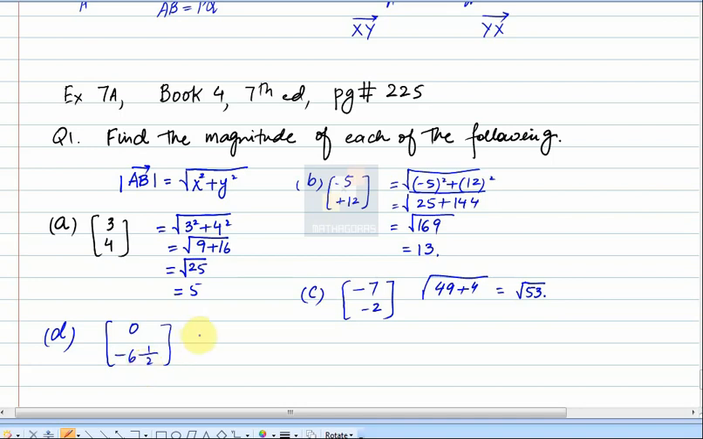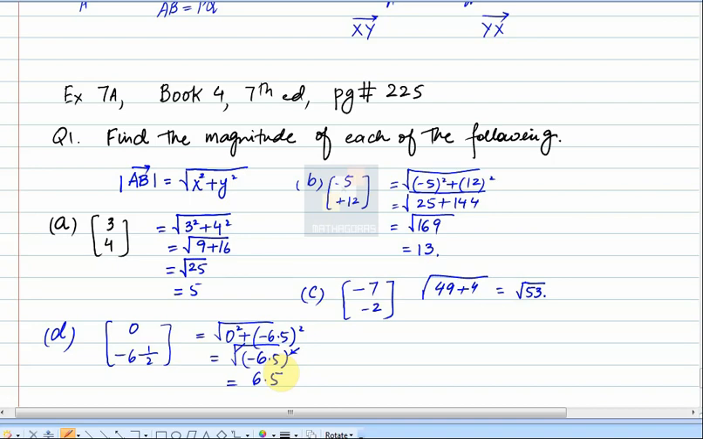Done. So it will be equal to 0 square plus -6.5 whole square. First, you need to find the square of 6.5, and that is 42.25. Or, 0 square is 0, no need to write it down. That is equal to the square root of -6.5 square. Square and root cancel, so the final answer is 6.5. That is the answer, right?